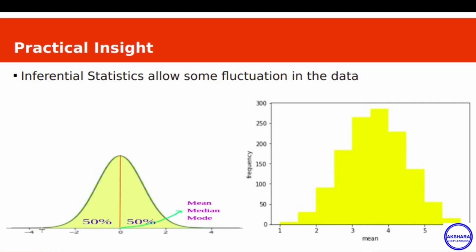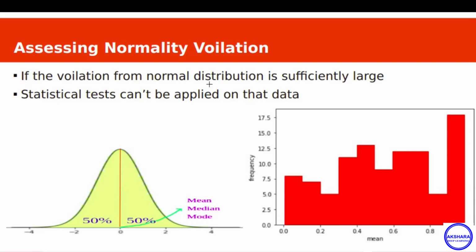See here, this is the ideal normal distribution. But when you take the real world data, it is not exactly the same as the ideal normal distribution. Still, you can apply inferential statistics on this data if variation is small. If the variation from normal distribution is large, statistical tests cannot be applied on the data. Even if you apply, it will give you wrong results.